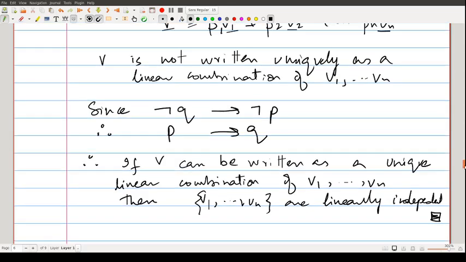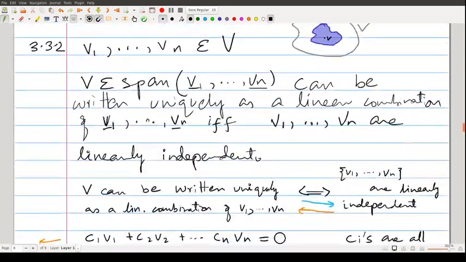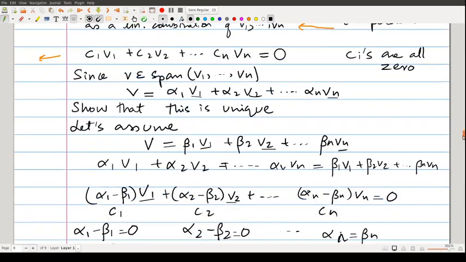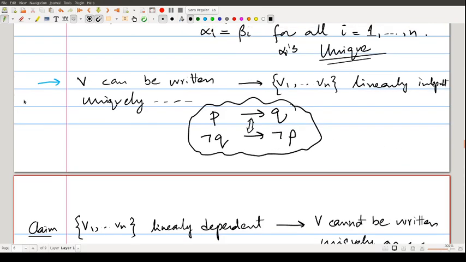So just to recap this entire process that we did, from going from here to here I just used a direct proof, but to go from here to here I used the proof by contrapositive. So this proof was a proof by contrapositive.